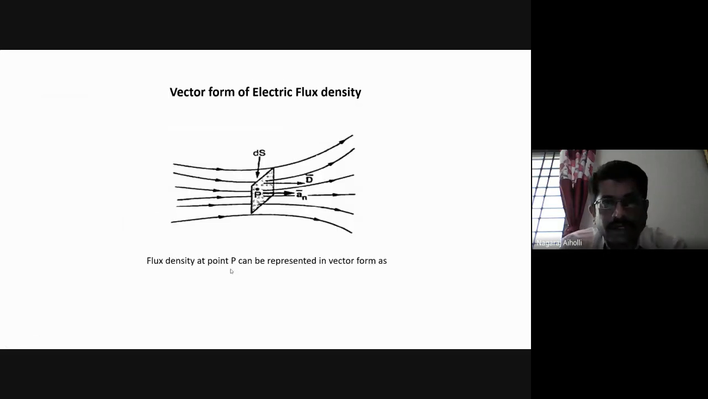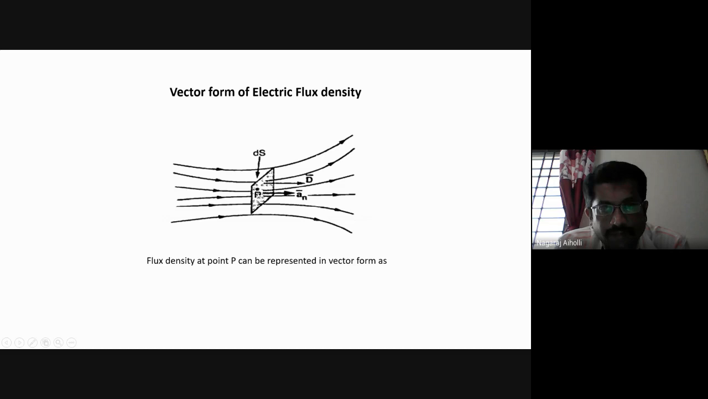Now let us move on to finding the electric flux density in vector form. Consider this figure. We are considering again a small incremental surface ds, and the electric flux lines are passing through and surrounding this surface ds. We want to find the electric flux density at the point P, shown here with a dot.